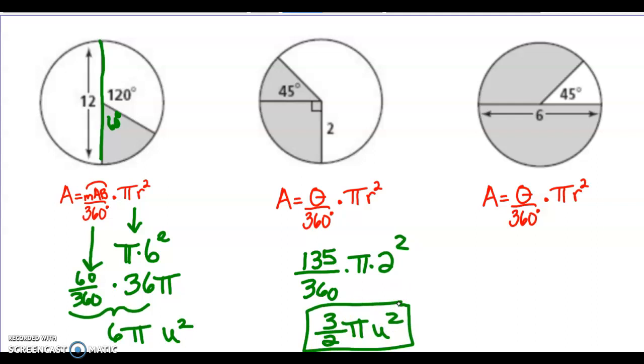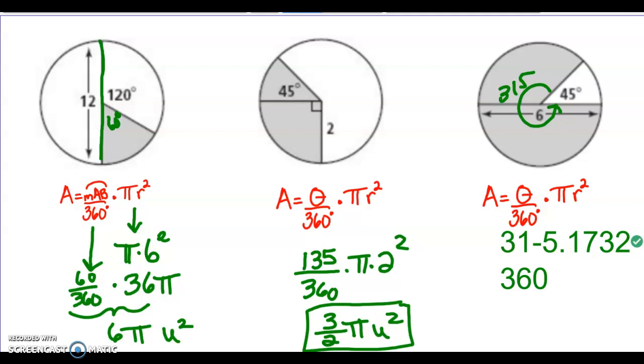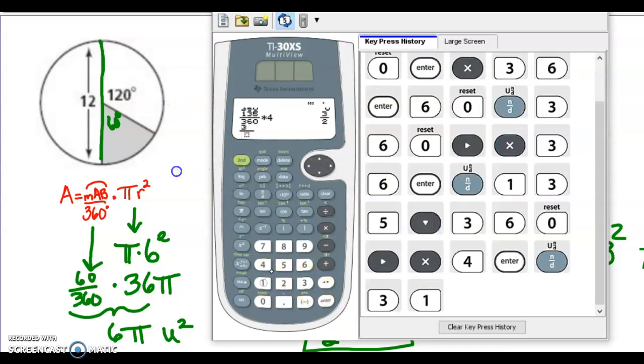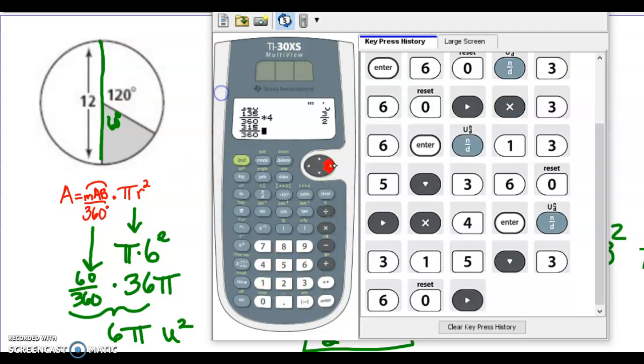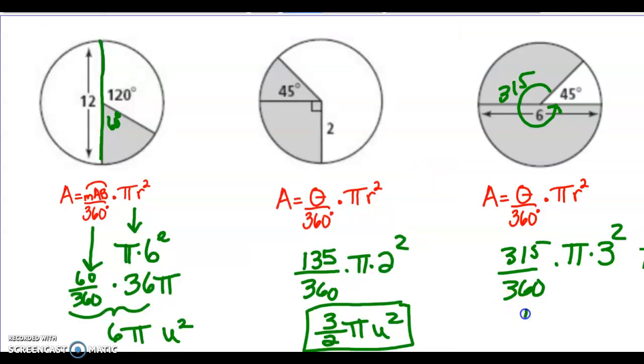Okay, last one here. So we know that the angle there is 45. We remember that a whole circle is 360. So if that part is 45, then this big part here would have to be 315. So it'd be 315 over 360 times pi times 6 is the diameter, so 3 would be the radius. Okay, so now we're ready to type that in on our calculator. All right. So it'd be fraction button here. So 315 over 360 times, and then it was 3 squared or 9. So it'd be 63 over 8 pi.